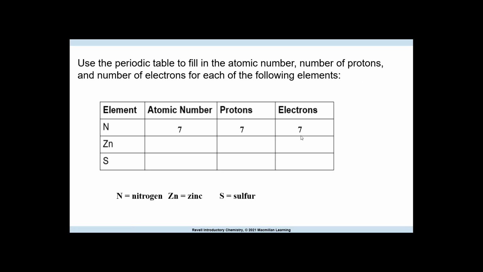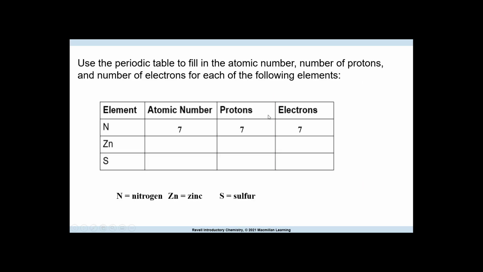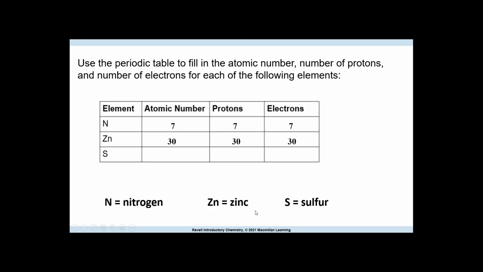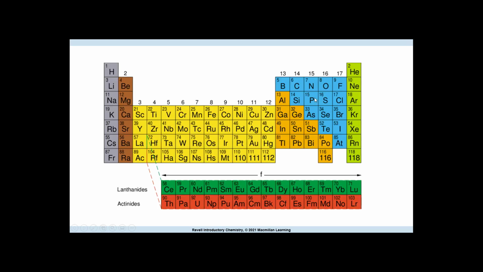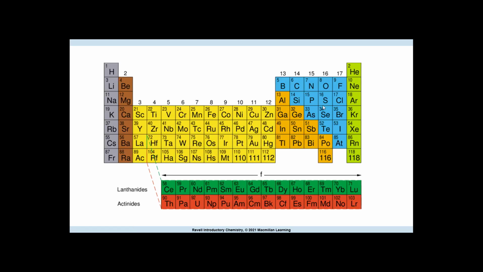We have zinc, and zinc is Zn. So let's find zinc on here. The atomic number is 30. So if I fill this in, my atomic number is 30. My proton number is 30, because this means the same thing. And we're dealing with a neutral atom, so I also have 30 electrons. And sulfur. Sulfur is over here right under oxygen, and it's 16. So I have 16, 16, and 16.